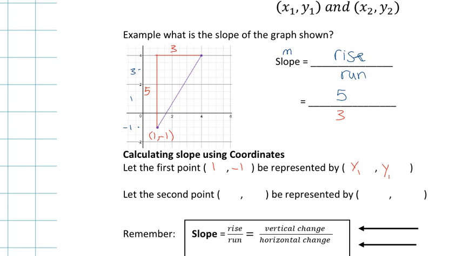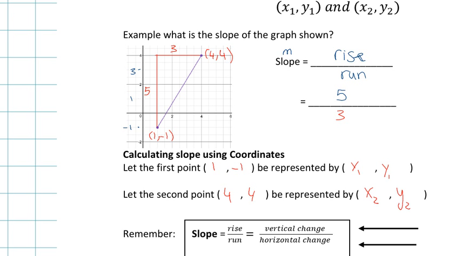What would the second point be? What's that point? What's the x value? 4. What's the y value? 4. So the second point is 4, 4, and we're going to represent it with x2, y2. So far we looked at the first point, which is 1, -1, and the second point, which is 4 and 4.